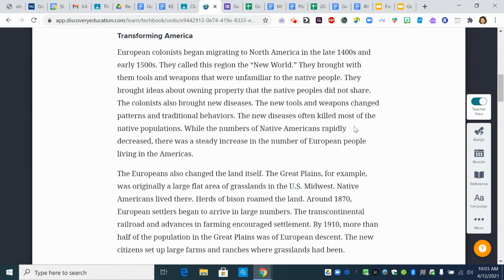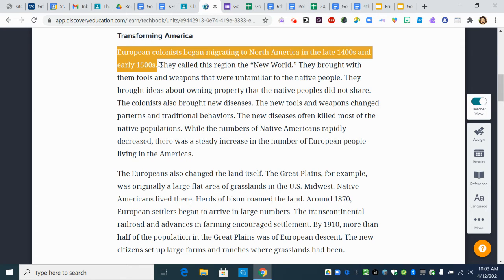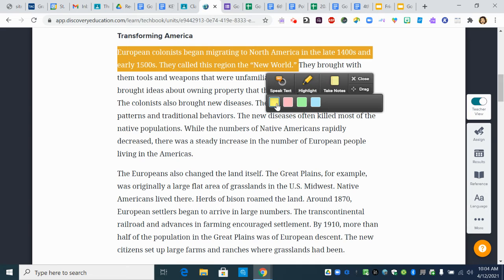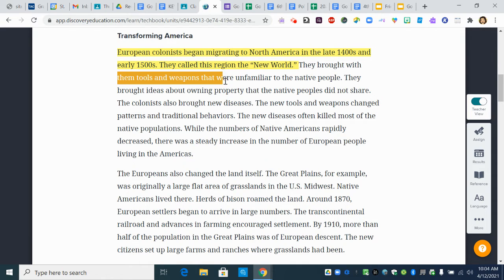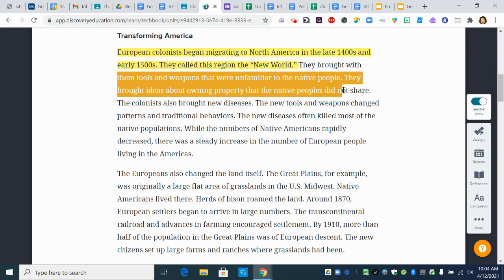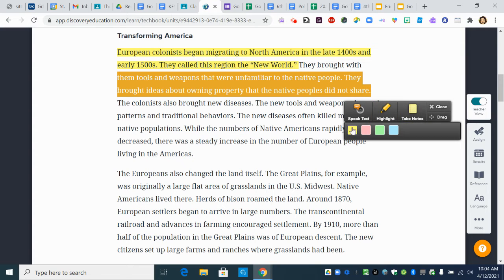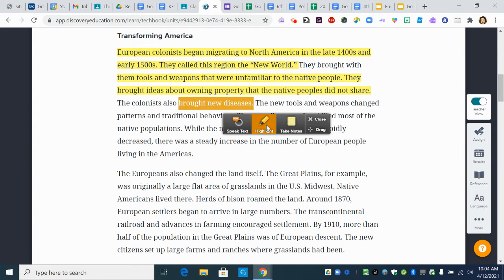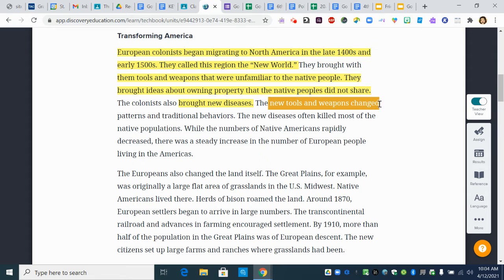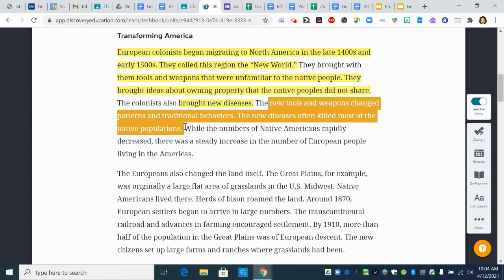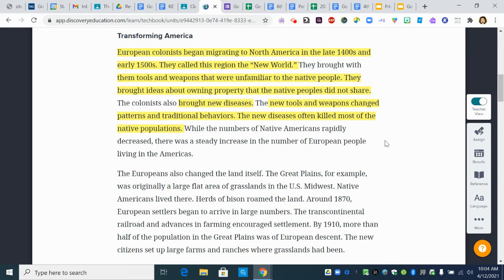Transforming America. European colonists began migrating to North America in the late 1400s and early 1500s. They called this region the New World. They brought with them tools and weapons that were unfamiliar to Native people. They brought ideas about owning property that the Native peoples did not share. Colonists brought new diseases. The new tools and weapons changed patterns and traditional behaviors. The new diseases often killed the native populations. So that was a negative effect of migration.